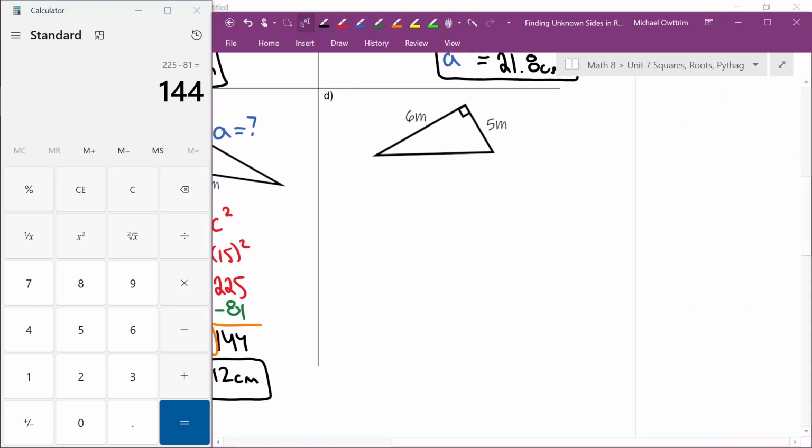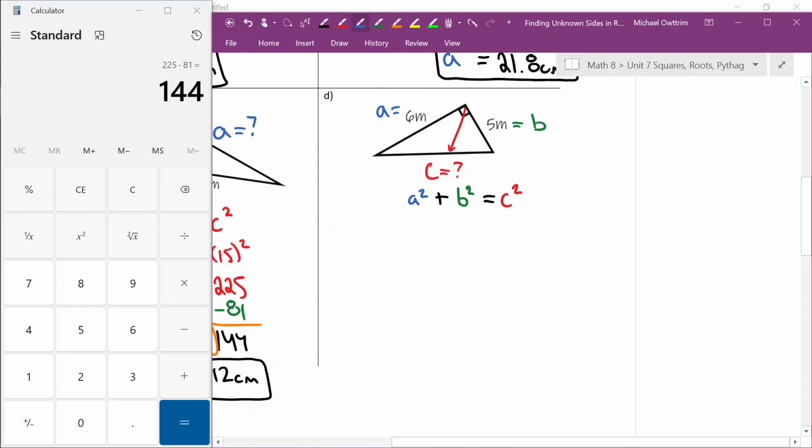In question D, we'll again start by labeling our sides. We know that side C will be across from the right angle, and in this case, our side C is our unknown. Our other two sides are A and B in any order, so I'm going to call A 6 meters and B 5 meters. Let's go ahead and fill in our equation, which is a squared plus b squared is equal to c squared. And let's fill our numbers in.